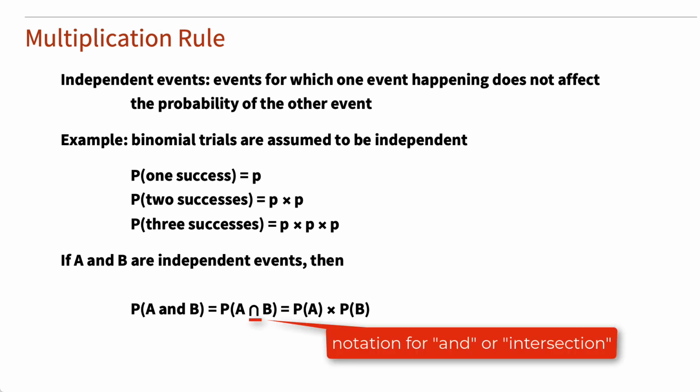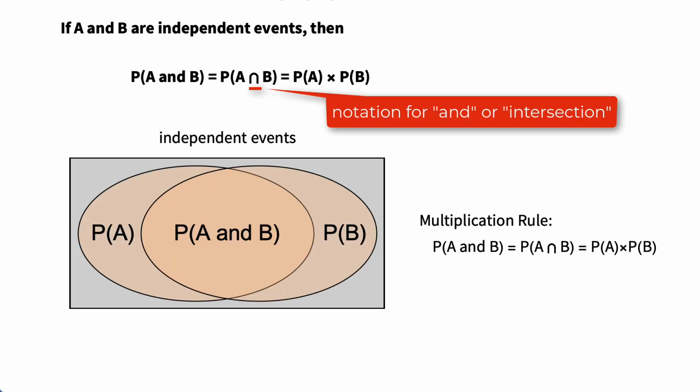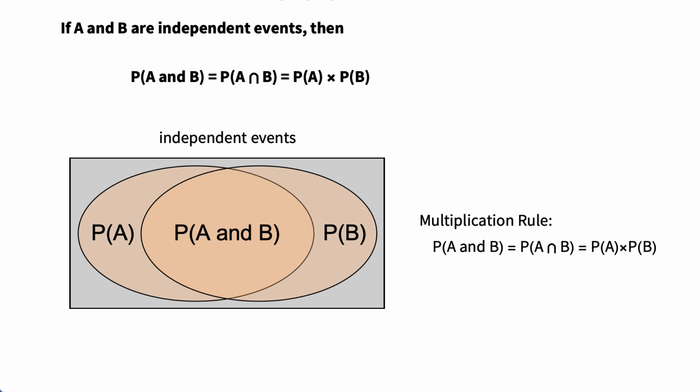In equations, A and B is sometimes written using a character that looks like an upside-down letter U, which is the traditional notation for intersection. In a Venn diagram, independent events correspond to regions that may or may not overlap. If the regions do overlap, then the probability of both events happening corresponds to the region of overlap.